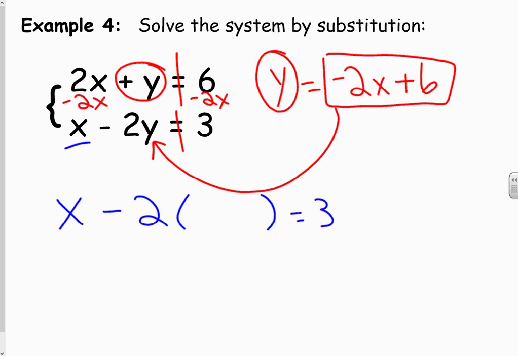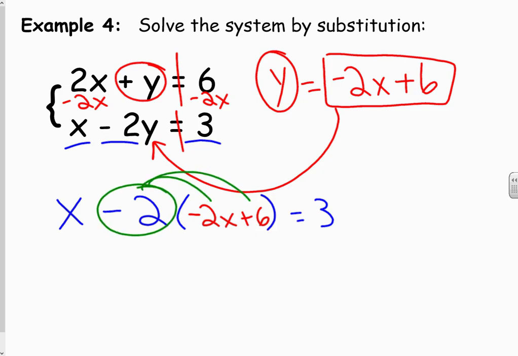Make sure, again, you have all of those pieces because that's what people forget the most. This is -2x plus 6. Whenever we have parentheses, that tells us to distribute. -2 times -2x is positive 4x. -2 times positive 6 is -12. And we're going to drop down our x equals 3.